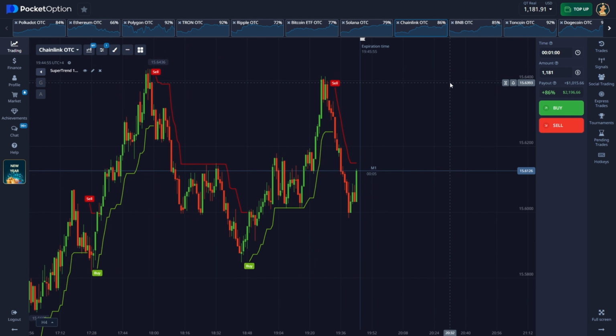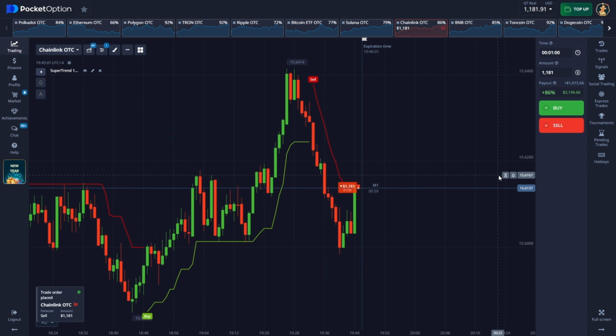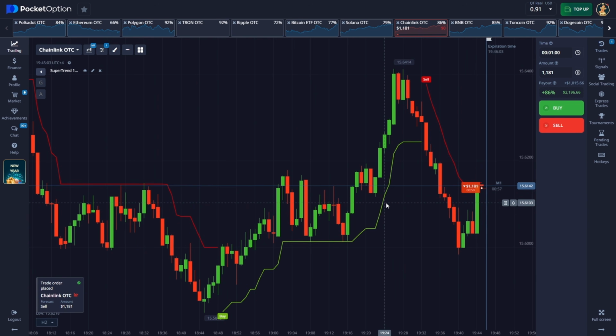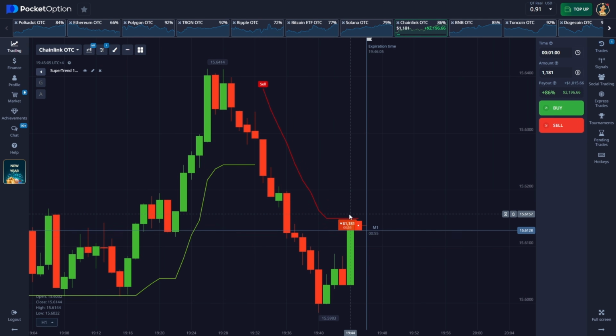On Chainlink, we have a setup for the downside move. I'm waiting for the entry. Okay, I got my entry and placed a trade for the downside move on Chainlink OTC. As you can see, there's a downtrend and there's a sell signal, so I took the trade for the downside. The trade is also moving in our favor right now, exactly from the sell level. The candle is moving down as expected.